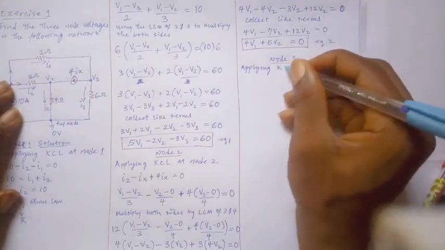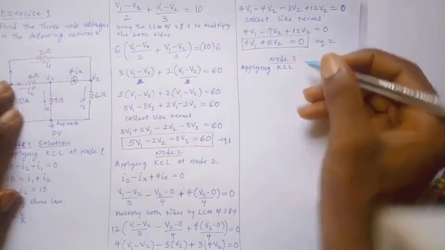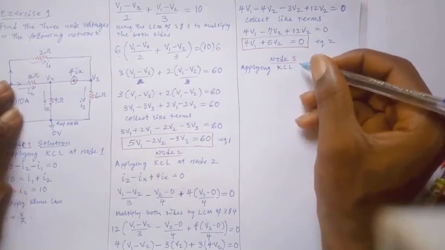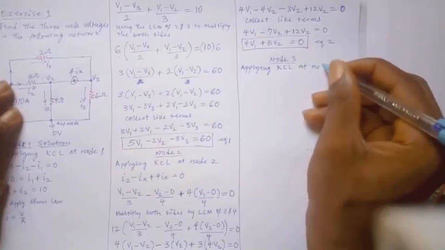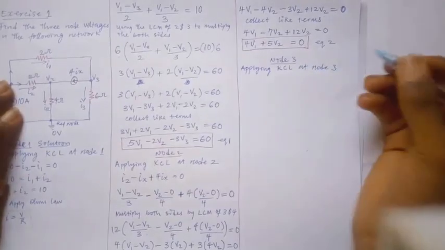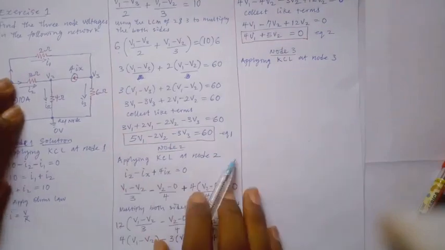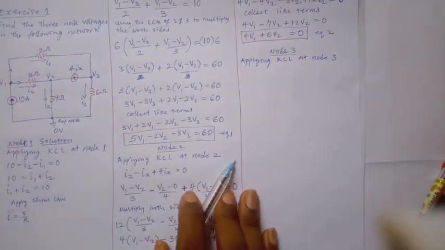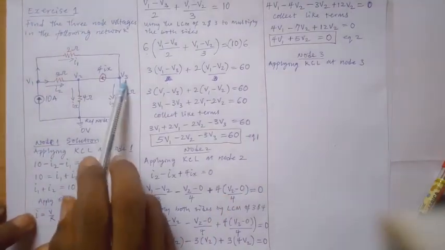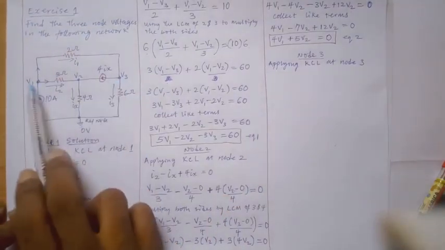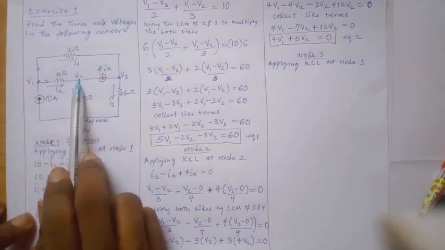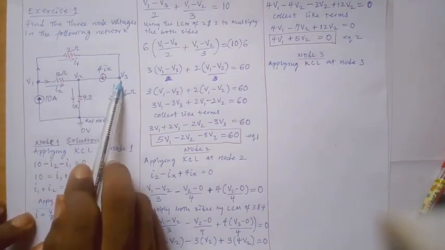Applying KCL. If I say you should pause the video, just pause the video and try it, whether you get it or not. So we will now do it together. So at node 3. Now let's come back to the node. So this is node 3. This is node 3 here. Node 3. We've done this, and this is the remaining one we are going to do now.